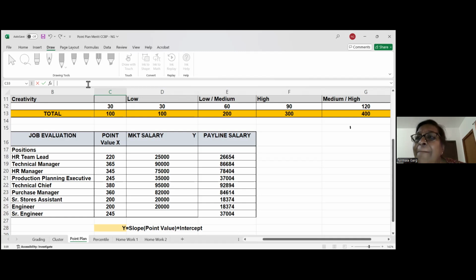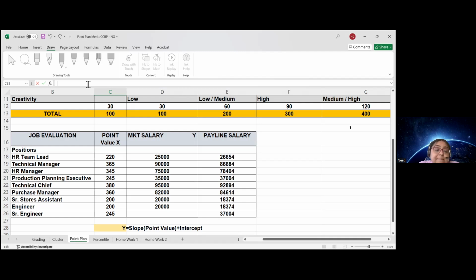Niti, did you get it? Then you will get pay lines where one is the current and you will also get what through regression it has thrown up, what it should be, or whether you are paying more or less. Okay, you can do that.